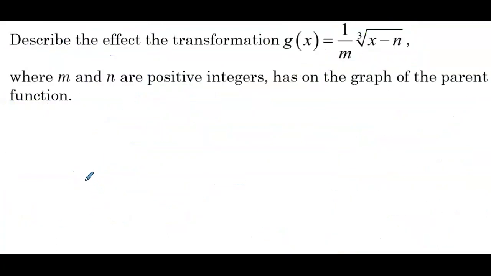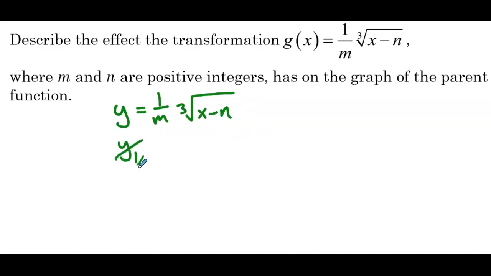Okay, last question. Describe the effect the transformation g of x equals 1 divided by m times the cube root of x minus n, where m and n are positive integers, has on the graph of the parent function. Okay, so I'm going to put a y instead of g of x. So y equals 1 over m cube root of x minus n. So that's y divided by 1 over m equals the cube root of x minus n.